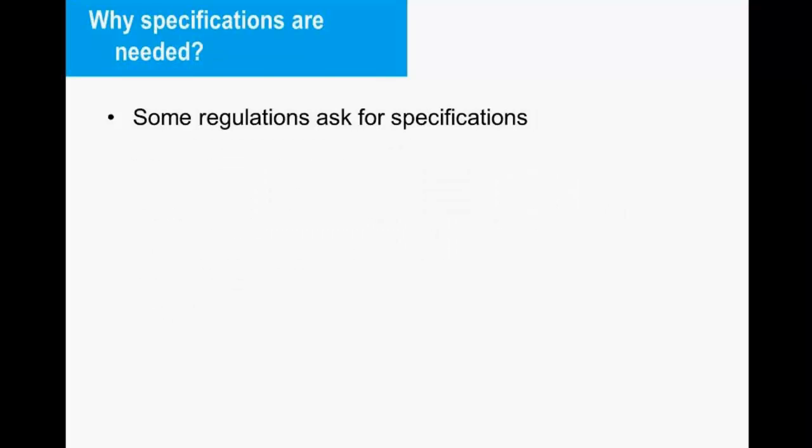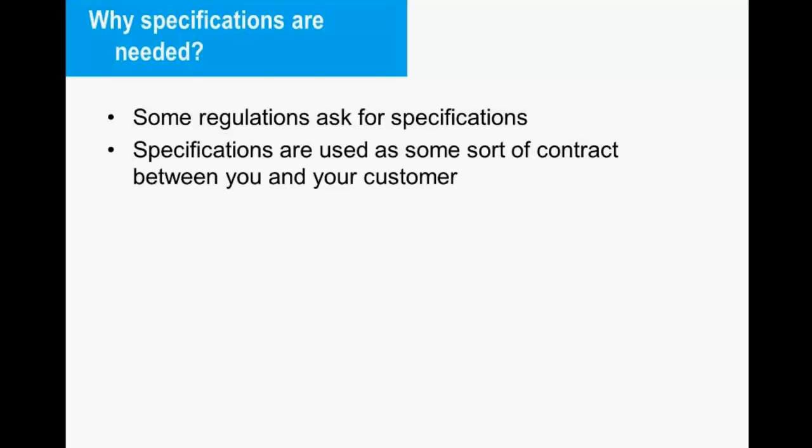Well, the question is, why are specifications in general needed? Why can't we just start with an agile way? Well, some of these regulations ask, for example, for specifications. They need requirement specifications, and these specifications are used as some sort of contract. So in Germany, we always have these two kinds of specifications called Lastenheft and Pflichtenheft. And the Pflichtenheft is some sort of contract between the company and the customer. So everything which is described in this document needs to be implemented at the end.